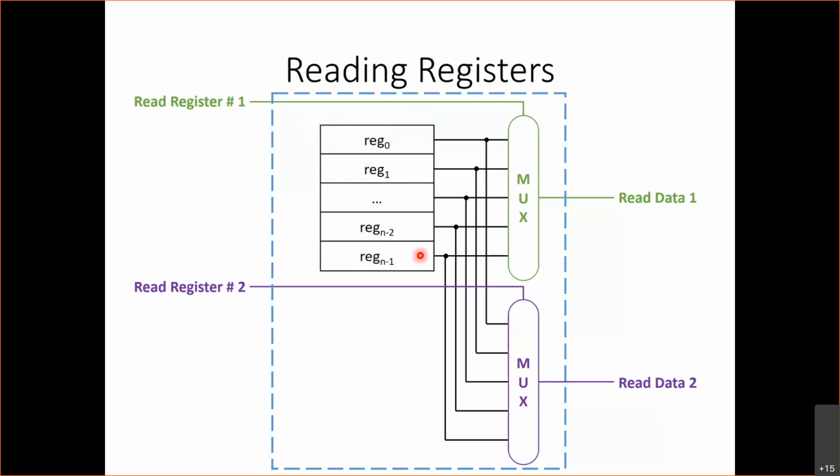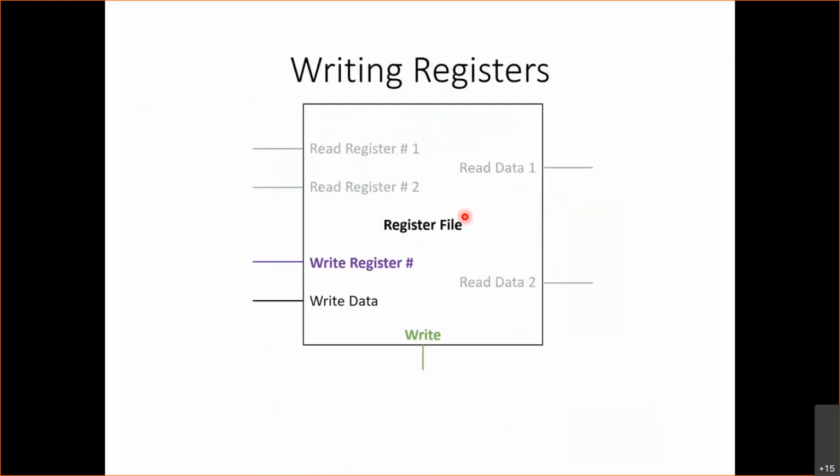So the next thing we're going to see is how we can implement the writing capability in a register file. The signals of interest are a write signal that tells us whether or not we want to write, because maybe we don't want to write at all in this clock cycle. If we want to write, we use this write register number to tell us which register we want to write to, and this write data to tell us the value that we want to write to that register.